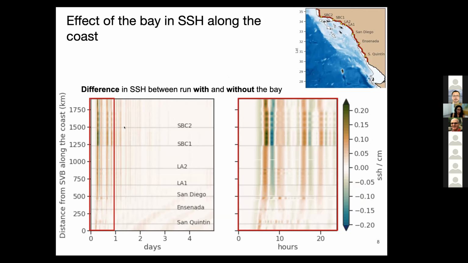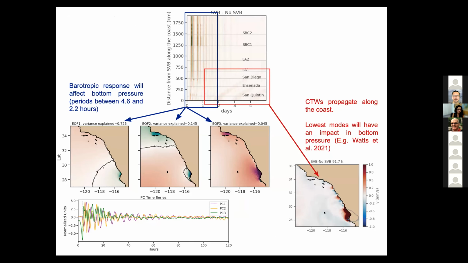And so here we can see that there's a very fast barotropic signal that propagates northward, and it gets amplified around Santa Barbara Channel that we can see here. And we also see baroclinic signals here at the bottom that propagate more slowly and that have lower frequencies. Looking at the barotropic part of the signal, we saw in frequency spectra that I'm not showing here that these fast barotropic signals will have an effect in bottom pressure in timescales between 2.2 and 4.6 hours. So these are pretty fast. And they seem to correspond to sub-basin modes. And here I show the structures of those modes and their principal components.